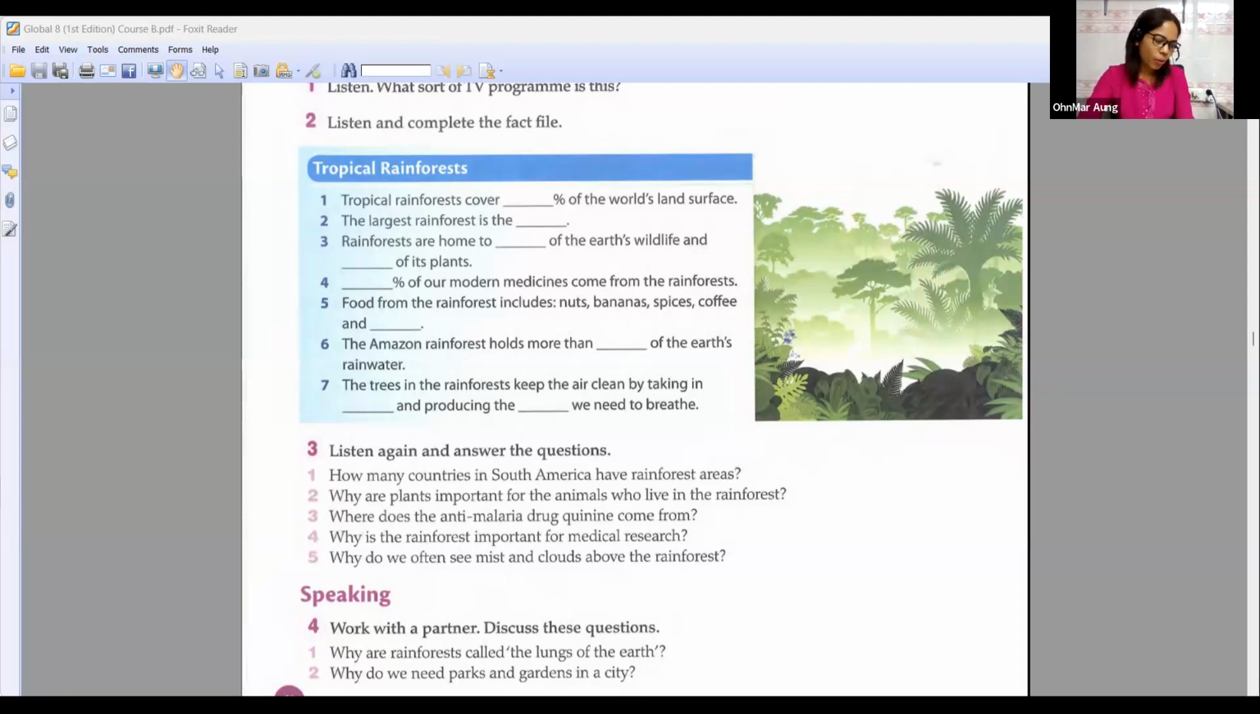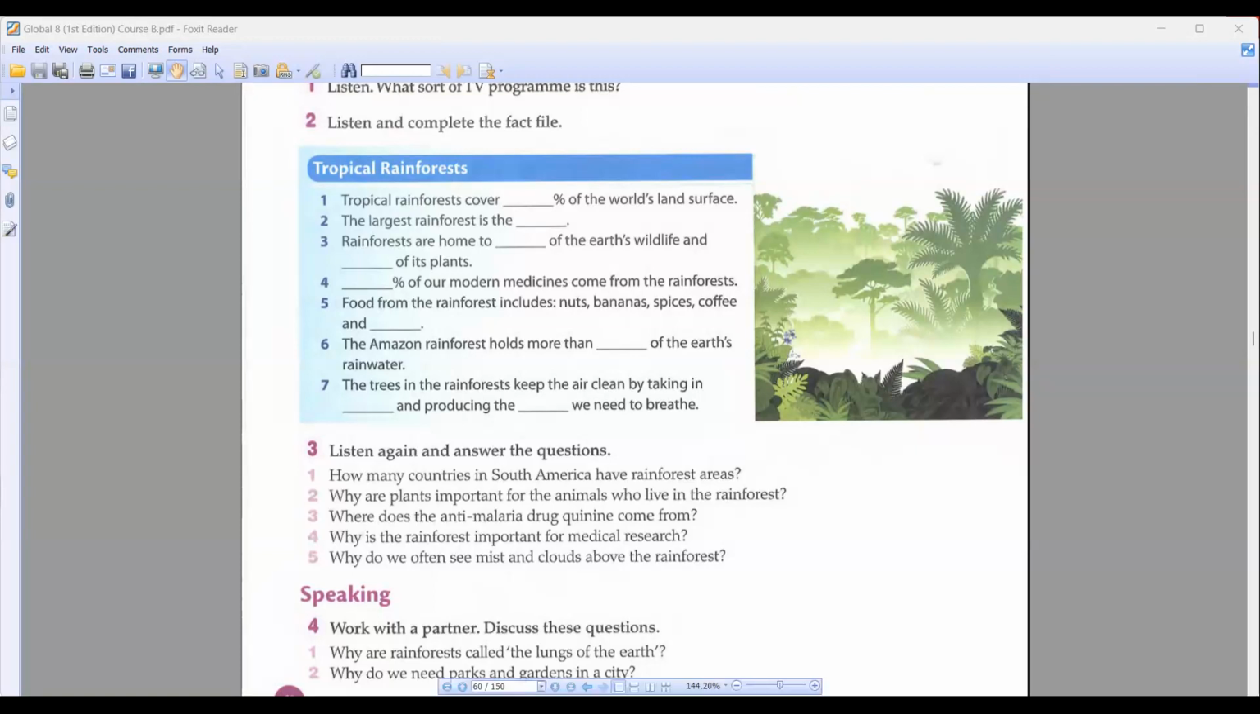Okay, let's go to number four. Why is the rainforest important for medical research? Medical research. Ben. Because the rainforest provides plants to create medicine.